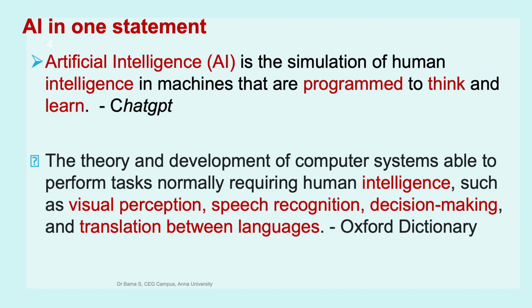But in general, there are a number of definitions, and I have taken two statements, one from ChatGPT, which says artificial intelligence is the simulation of human intelligence in machines that are programmed to think and learn. I have highlighted some words in red, and towards the last you would see the two words, think and learn, and also programmed.